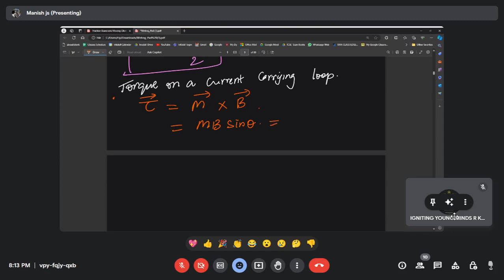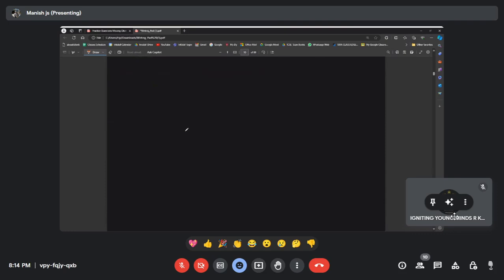This also has another formula, children, which is B I N A times sine theta. What I have done is expressed the magnetic moment. You know, magnetic moment is NIA, right? So I am writing BINA sine theta. Simple. Okay, this is the expression for torque. Keep this in mind. Torque experienced by a current carrying loop in a magnetic field. This is the formula that you need to keep in mind. Fine. So now we are moving on.